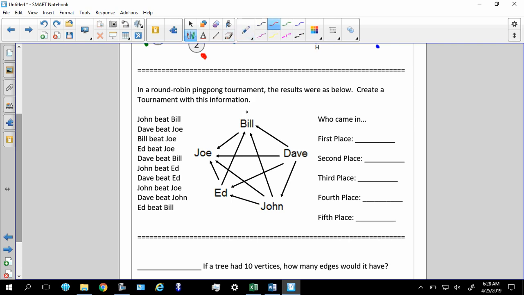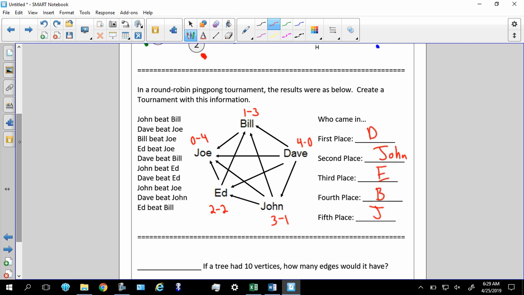So let's total up our wins and losses here. Let's go around the horn. Bill was 1-3. Dave was 4-0. He's obviously our winner here. John is 3-1. Ed is split 2-2, and poor Joe got beat up. He's 0-4. So who came in first place? That would be Dave. Second place would be John. Third place would be Ed. Fourth place would be Bill. I should have spelled out John since we have 2 J's here. And Joe came in 5th place.